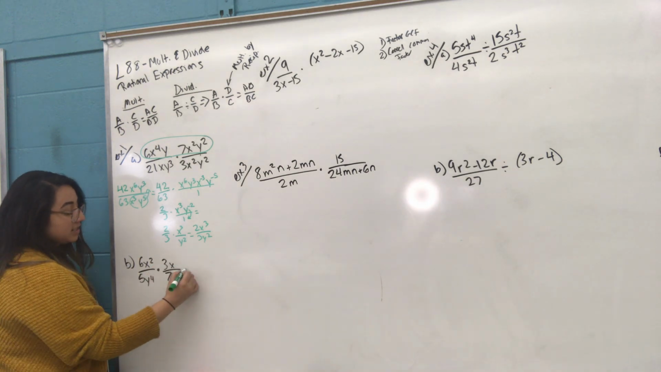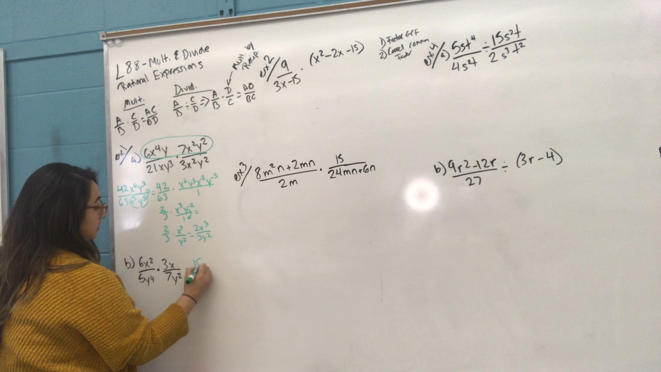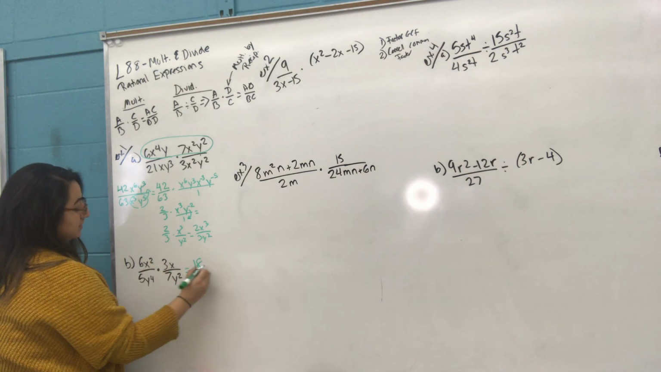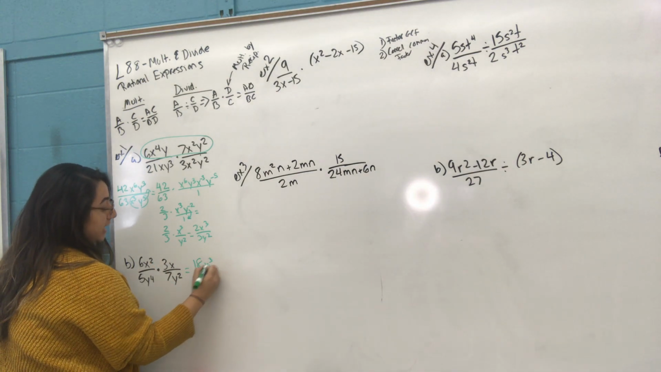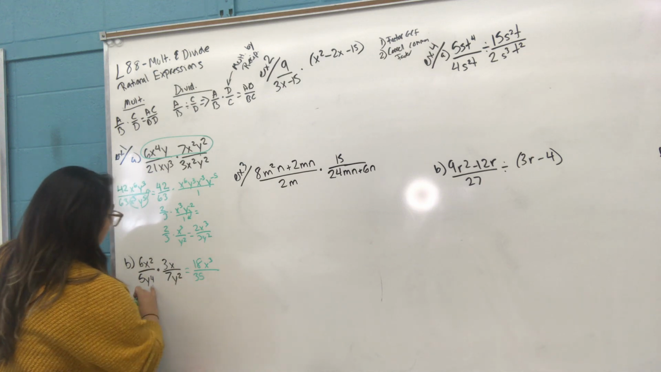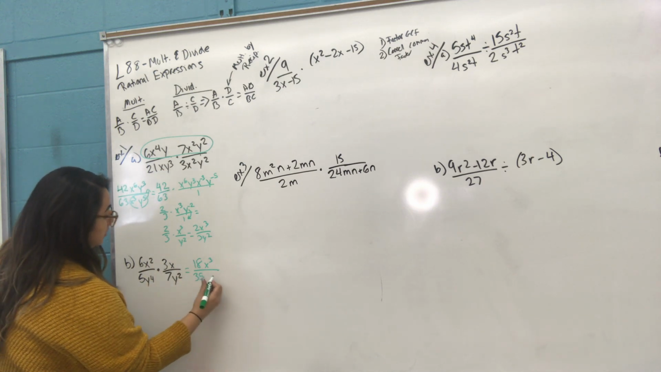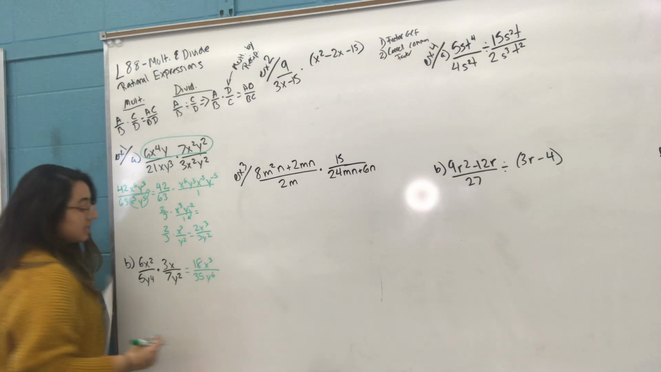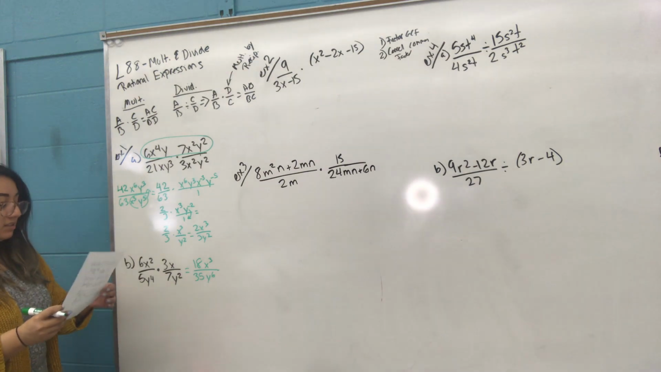Here, multiply across. 6 times 3 is 18. X squared times x gives you x cubed, adding the exponents. 5 times 7, 35. Y to the fourth times y squared is y to the 6th. Here, you try to see if there's anything you can simplify.